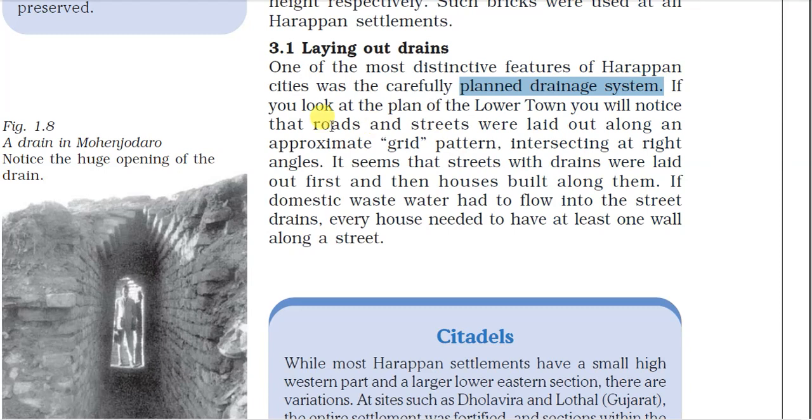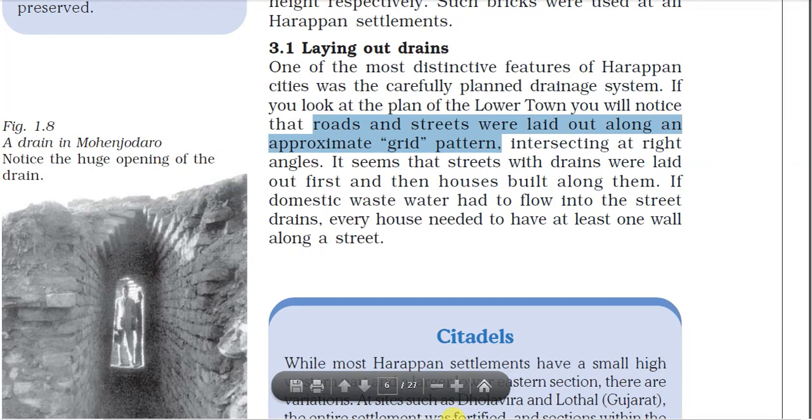Number one, they first planned the roads and streets, and that is on a grid pattern. Grid pattern, what is a grid pattern? Grid pattern is like, if you have seen chess, there are squares. That is a grid pattern, right? So they divided the entire settlement into a grid.